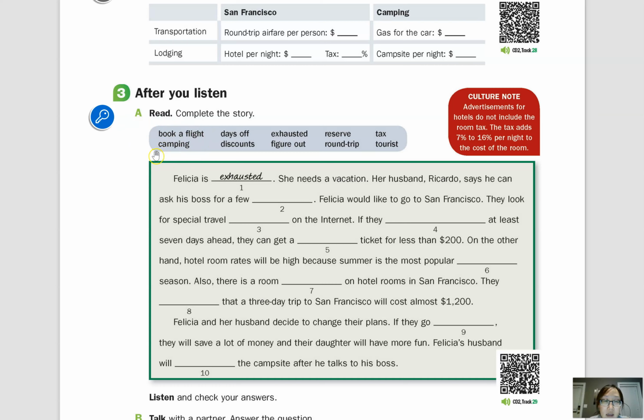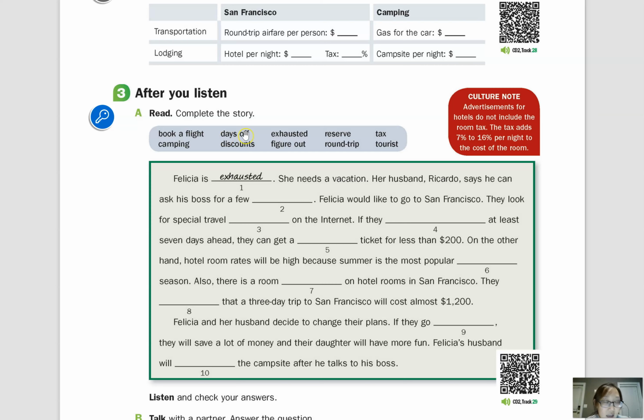Okay, and then days off. So when we are talking about days off, we are always talking about work. Okay, so time away from work. So if you get days off, then that means that you get those days away from work.